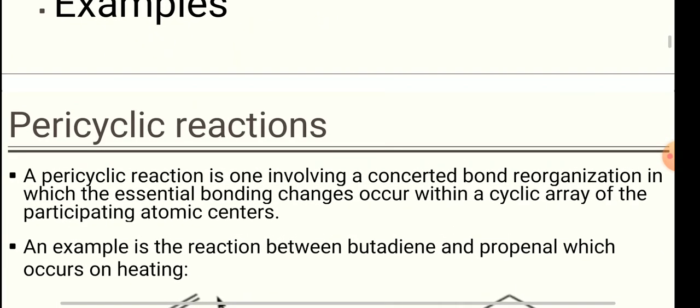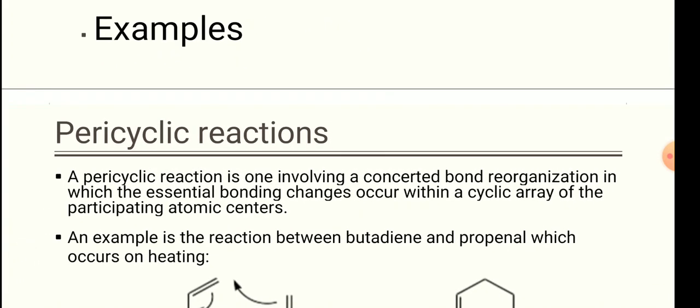Now, pericyclic reaction. If we break this word into two parts, that is peri and cyclic. Peri means the periphery, so basically the surrounding, and cyclic means it will be cyclic. So if any reaction takes place in a cyclic way, or its transition state goes through a cyclic transition state, then we will say this is a pericyclic reaction.